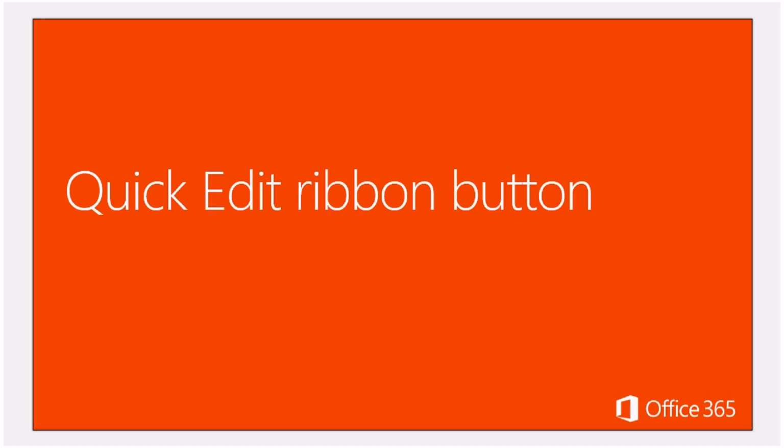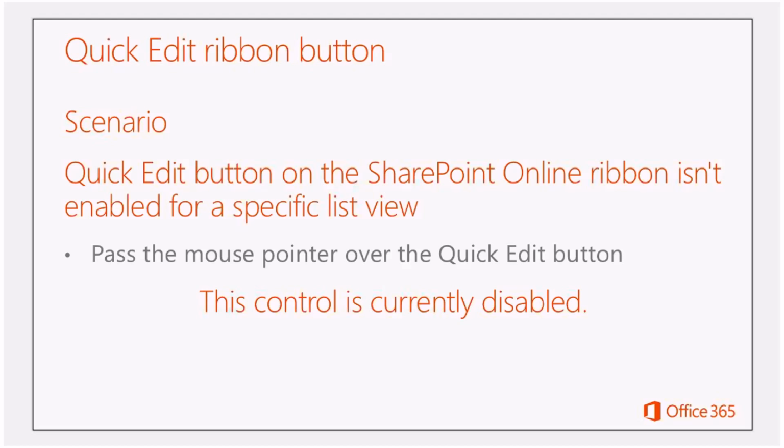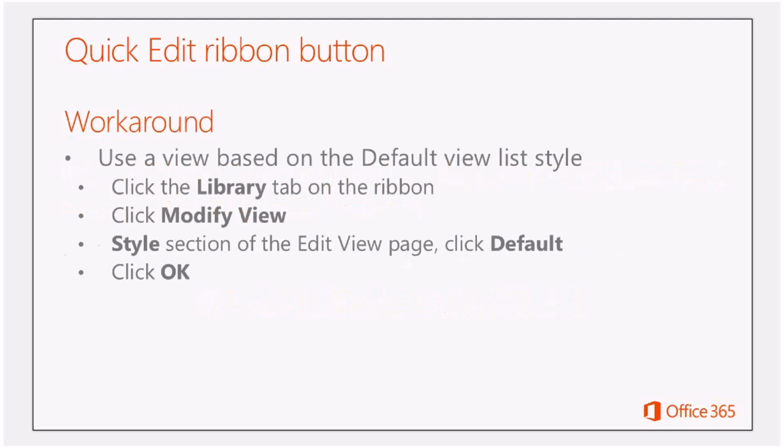You're wondering why your Quick Edit Ribbon button is disabled. The scenario. When you rest the mouse pointer over the Quick Edit button in Microsoft SharePoint Online, you receive the following message. This control is currently disabled. What's the workaround for that?